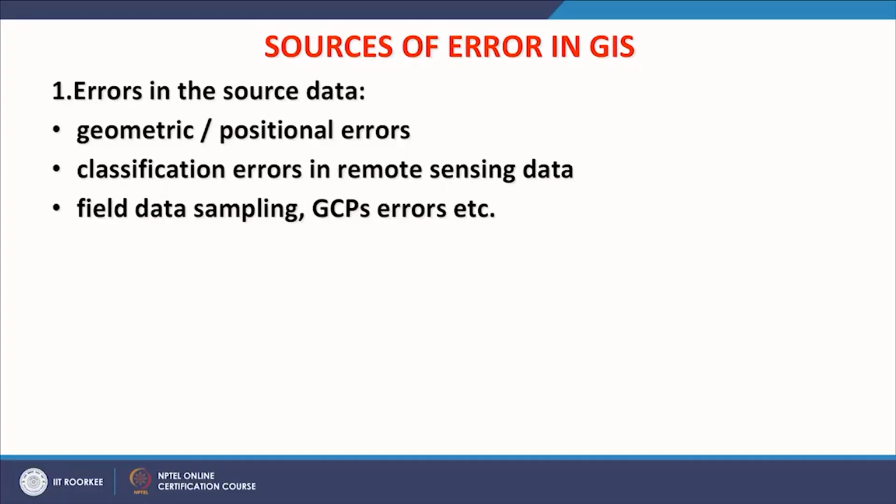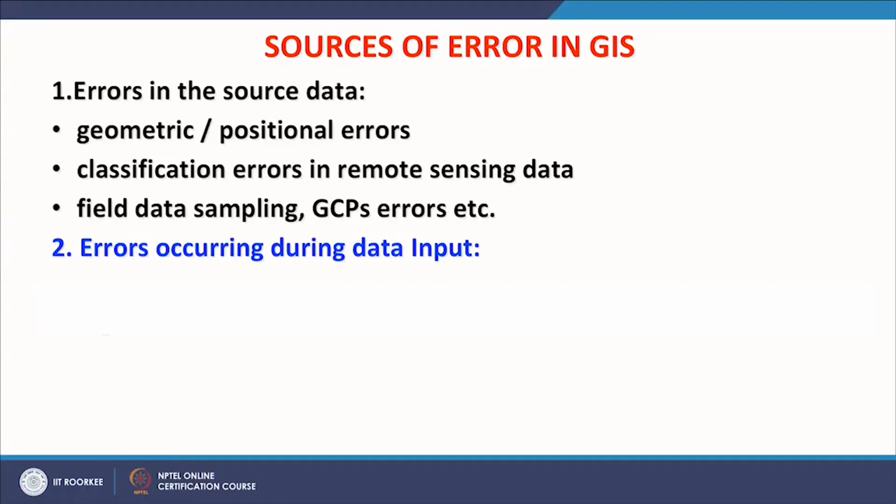In the field also, field data sampling, measurements, ground control point errors, georeferencing errors, they will always be there, no matter how small they are. Now, the second source of errors in GIS occurs during data input. In earlier times, a lot of data had to be keyed in using our keyboard, and during that time a lot of errors could come.